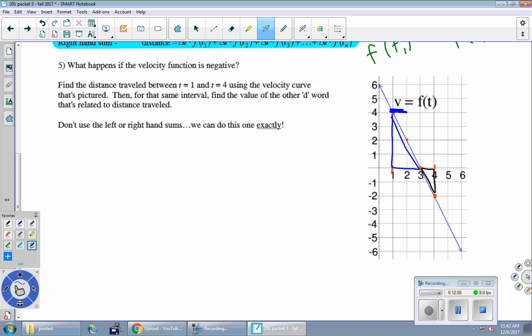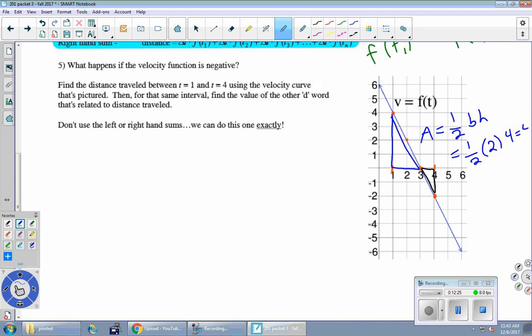Okay, so the area of the blue, half base times height is good. Half, what's the base? Try again. 2, right? From 1 to 3. Half of the base times the height, 4. So altogether, 4 miles. That's how far we ran in those 2 hours. And then we turned around. And let's go ahead and find this area.